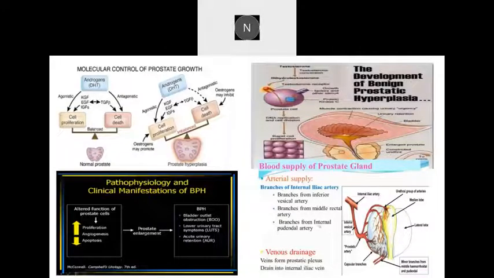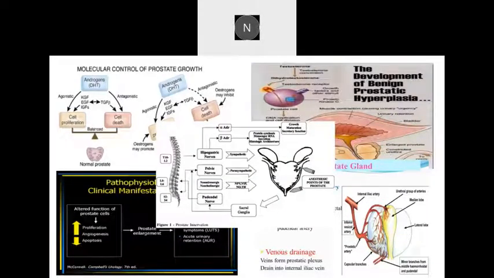Now, the blood supply to the prostate gland is from the internal iliac branches: the inferior vesical artery, middle rectal, and internal pudendal. These are the three branches of the internal iliac which supply the blood. And venous drainage is from the prostatic plexus, which drains into the internal iliac vein. So the internal iliac artery is the arterial supply, and the internal iliac vein is the venous drainage. This is the nervous supply. You have sympathetic, you have parasympathetic, and you have the pudendal nerve and sacral ganglia, which are all responsible for the control of the bladder.